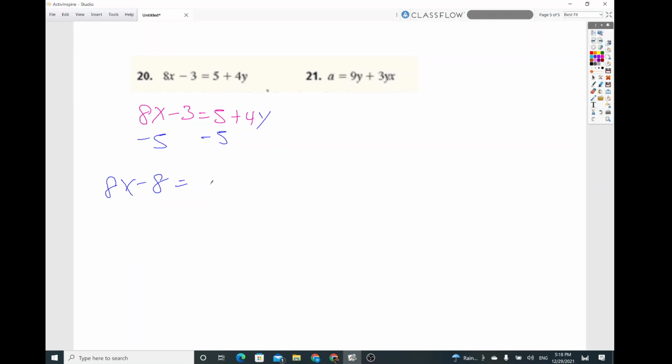So what's left here is just 4y. Again, y, I just want to put in a different color. And then for the 4, divide by 4 both sides. So that means y equals ax divided by 4, 2x. Negative 8 divided by 4, negative 2. So y equals 2x minus 2. And then here's another one.